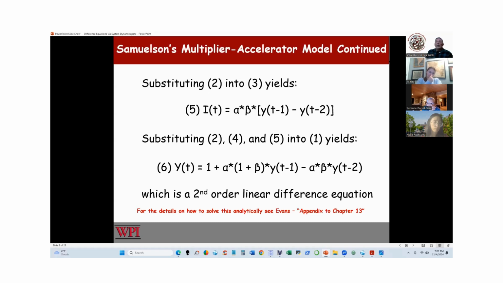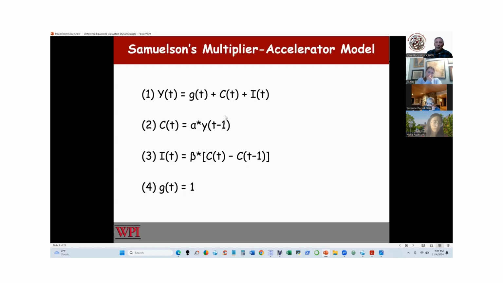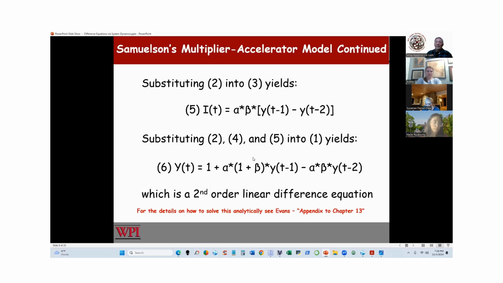Okay, so to solve it with system dynamics, we're going to substitute 2 into 3. When we do that, we get this thing over here. So we're going to stick 2 and put it into 3. So that goes in here. Alpha times Y at T minus 1 goes in there. And then we're going to move the 1 to a 2 and we put it in over here, right?